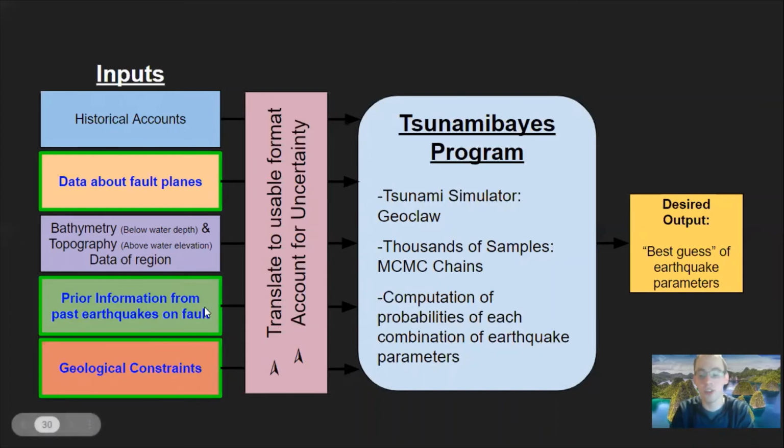Those fault plane solutions are generated from prior information from past earthquakes on the fault. And when we understand the geometry of the fault interfaces we're working with and studying, that helps us to build in geological constraints. Because eventually what we're going to do is start modeling tsunamis based off of these parameters, these different angles, amount of displacement of the faults.